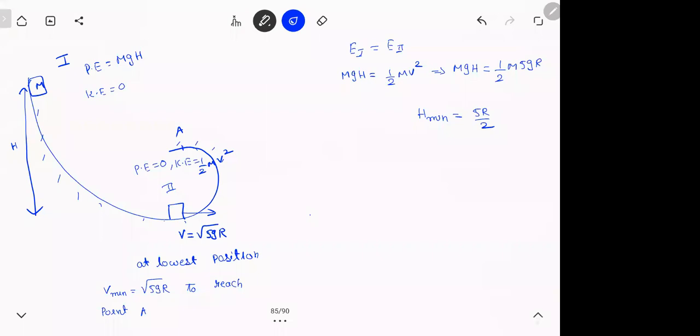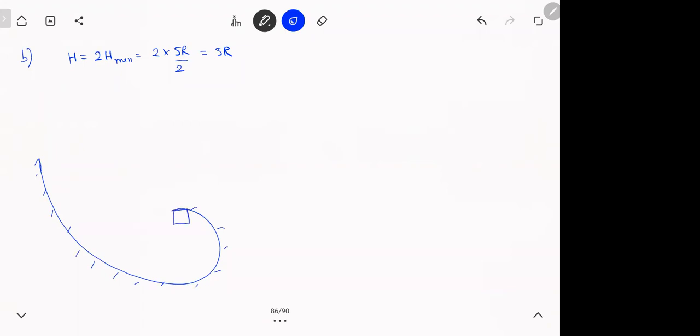Look at the next part. H is 2 times h minimum. That is 2 into 5r by 2. That's 5r. So now you are releasing from a height of 5r. So then the block comes here. This is your state 1. This is 5r. This is your state 2, diameter 2r.